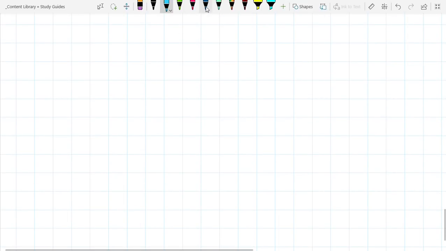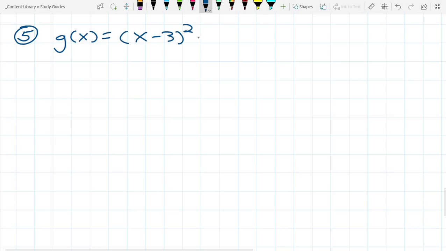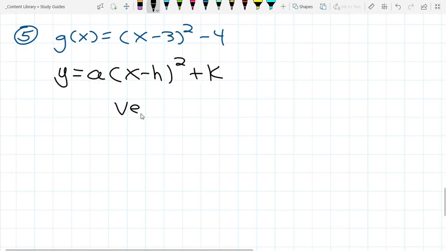Now again, on my exam, I kind of lead you through how to graph by telling you what points to find. This is one thing that you'll just have to know on the state exam, all the steps of what points to find. So we have g of x is equal to (x minus 3) squared minus 4. Now remember, this is called vertex form. And vertex form is y equals a times (x minus h) squared plus k, with your vertex being the h comma k values.